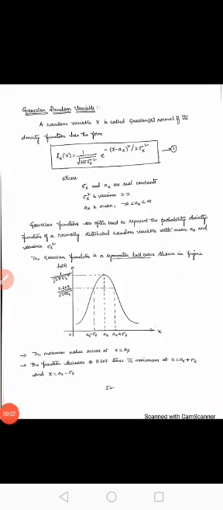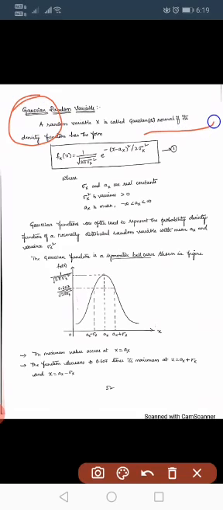Hello everyone, welcome to today's lecture on different types of probability distribution and density functions. The first one we'll discuss is the Gaussian function, Gaussian distribution and Gaussian density function. We also call it a normal distribution function or normal density function.